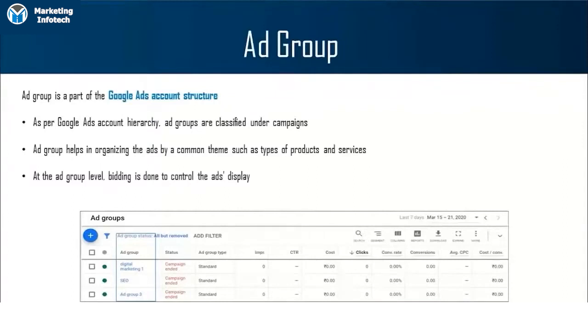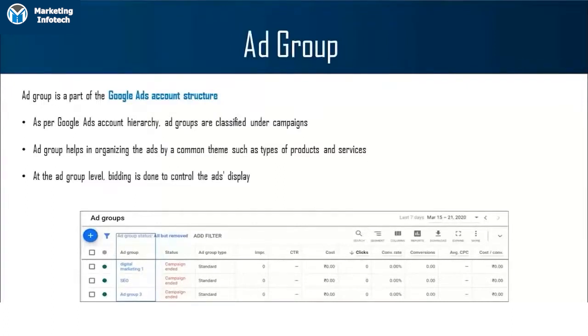They help in organizing the ads by common theme. So if you select garden furniture, you can again go granular. It can be garden chairs, it can be garden tables, it can be something else. So my advice here: go as granular as possible. Select very tightly themed ad groups. Choose two, three, four words max.